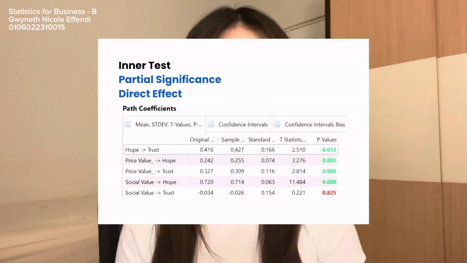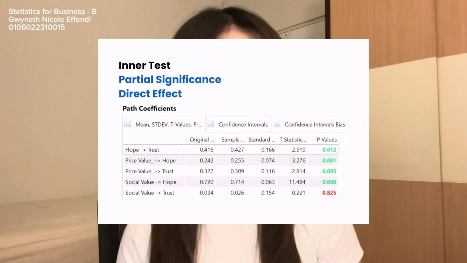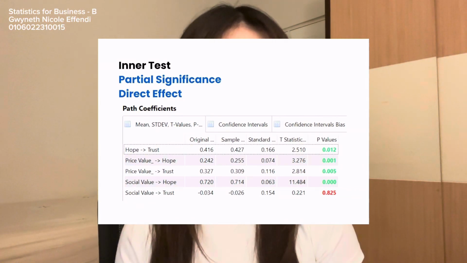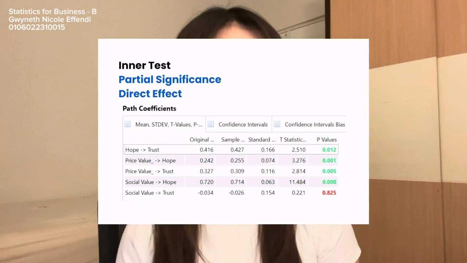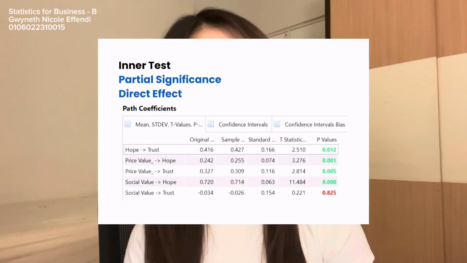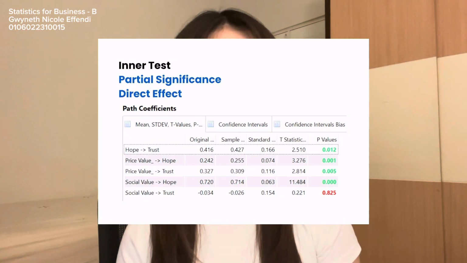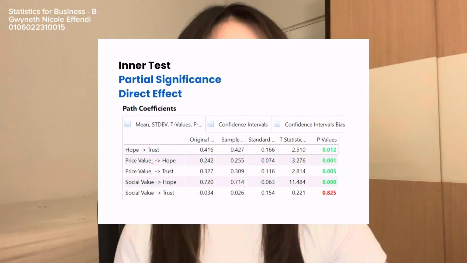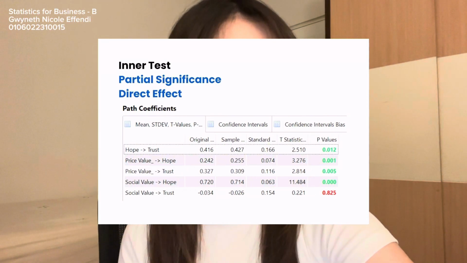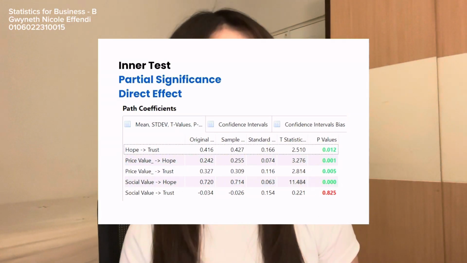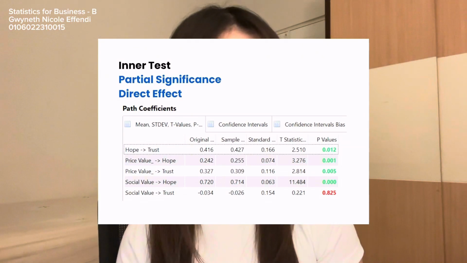Second, we test the direct effects. As we can see, we use the bootstrapping technique and interpret the t-statistics and p-values. If the t-statistic is above 1.96 and the p-value is below 0.05, the effect is considered significant. And several paths in the model meet this criterion, confirming significant direct effects between variables.